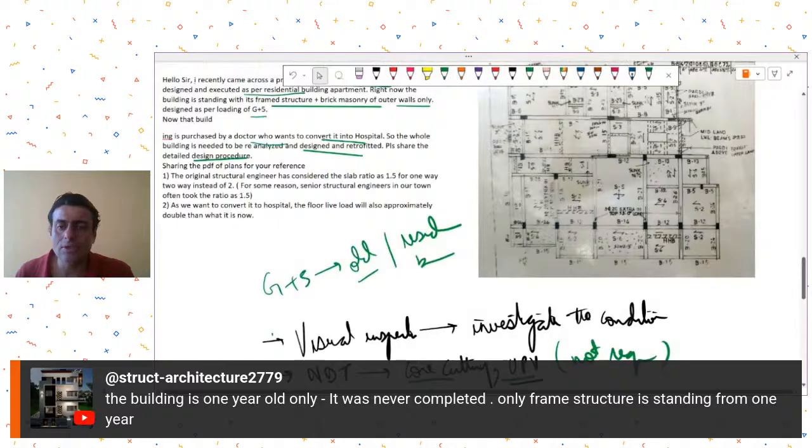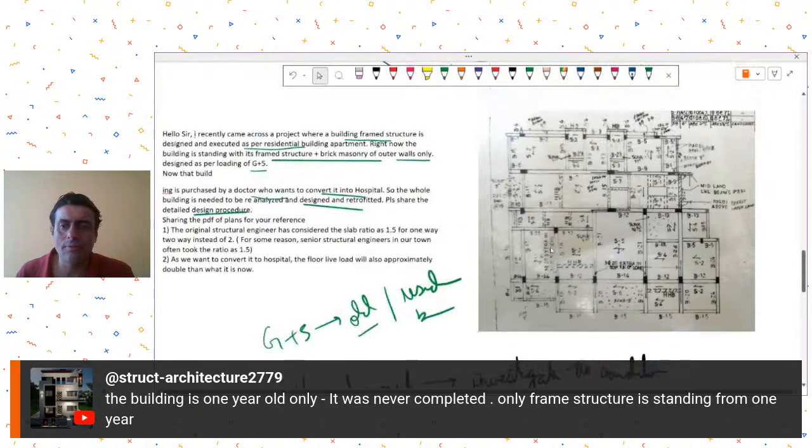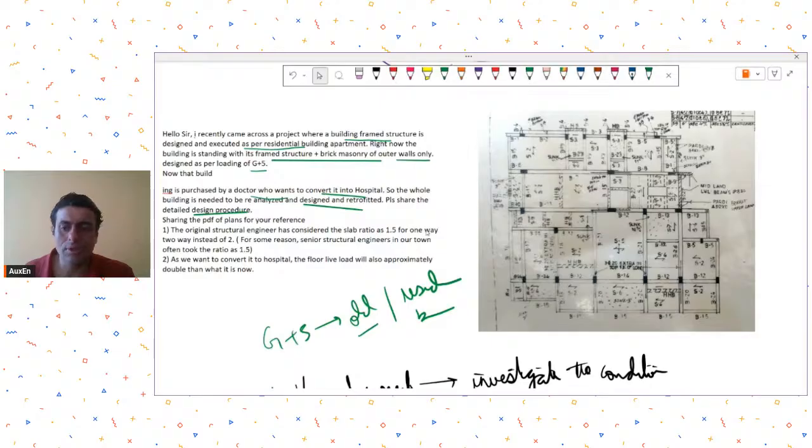This drawing does not look like 1 year old. I don't know. This looks like an old drawing. You are saying it's 1 year old, but it looks quite an old drawing. It has been hand sketched. I mean, this is a hand sketch. They have hand drafted it. So you are saying it's 1 year, but I'm not sure if it is 1 year.